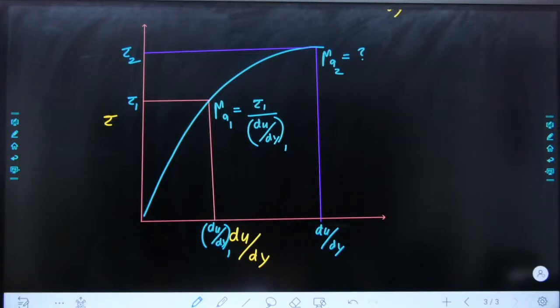Any other doubts in the first chapter? Any other formula you wanted to remember, you can comment. Otherwise, we will go to the second chapter.